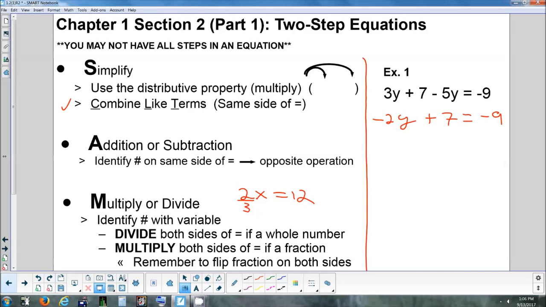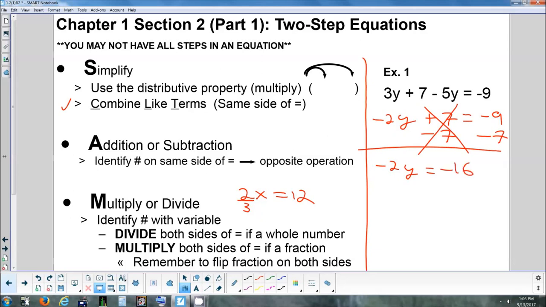What would you subtract? Subtract 7. Yep. Good. So subtract 7. Positive 7 minus 7, that's gone. We get negative 2y equals, Mallory, can you tell me what negative 9 minus 7 is? Negative 16. Good, negative 16.